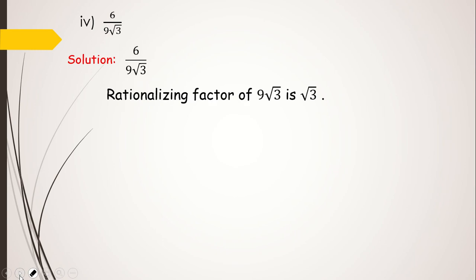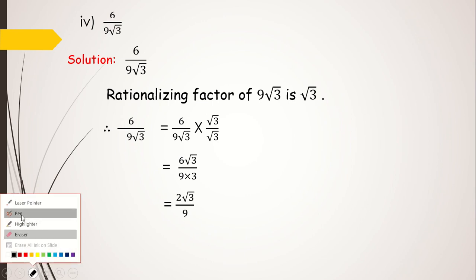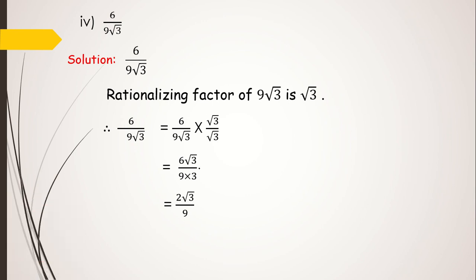In the next one, 9 root 3. Now 9 we don't need to multiply. We just need to get rid of this third part, the root 3 part. So we multiply numerator and denominator by root 3. Okay. So root 3 into root 3 is going to be 3. So 9 into 3, 27, we are going to get in the denominator. Yeah, 9 3s are 27, and this is directly cancelled. From here, 3 1s are 3, 3 2s are 6. So we get 2 root 3 upon 9.